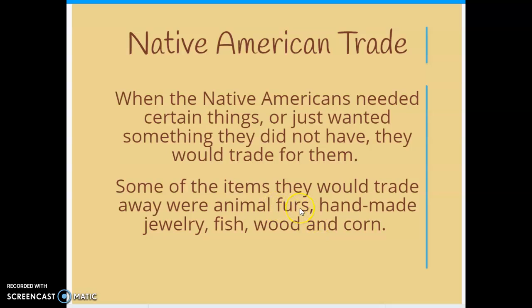They had furs. As some of you have seen and did an excellent job in class, there was handmade jewelry. Obviously there was fish. The Native Americans lived on the land, so they were able to chop down trees, and so they would be able to furnish wood to people to help build homes, or maybe fix a boat that may have needed repair after coming across the seas. And then they had corn, and they had other crops as well. But we're just going to get into corn for today.